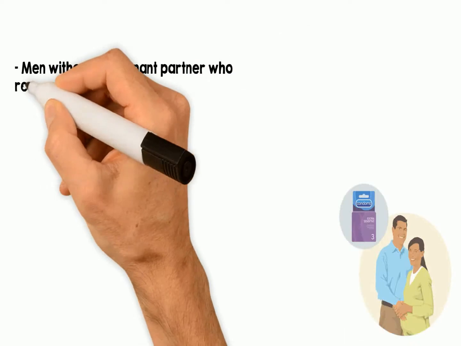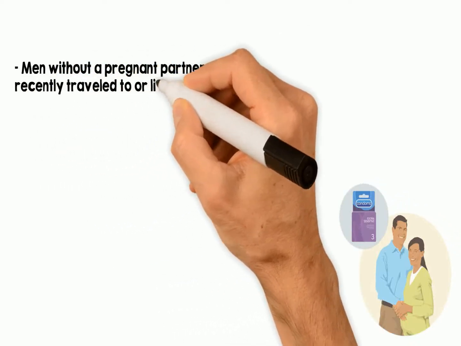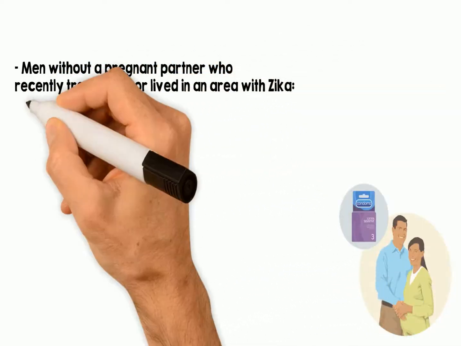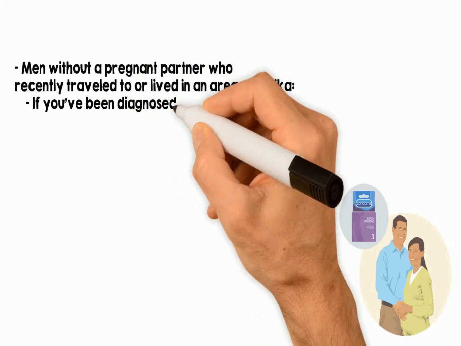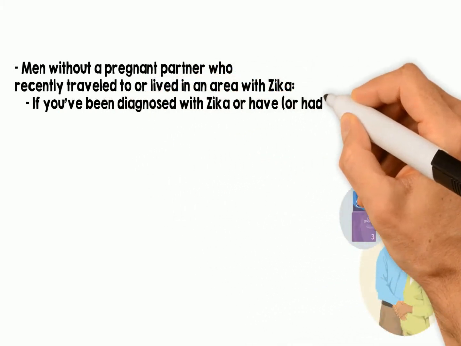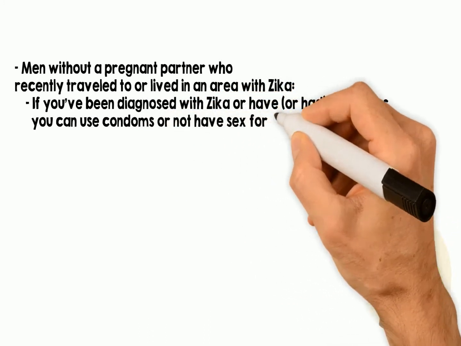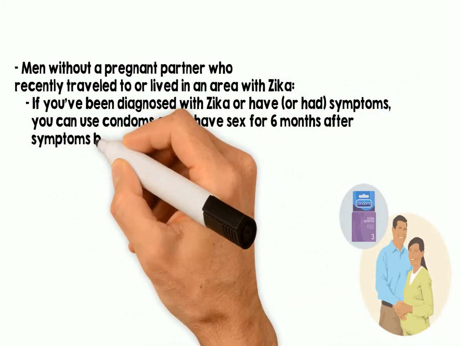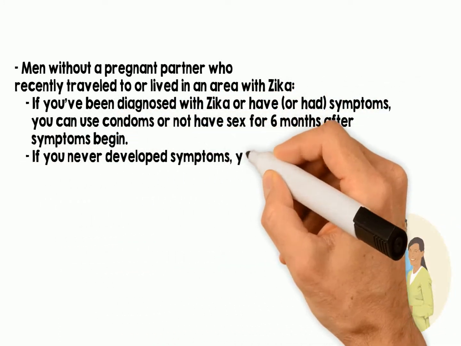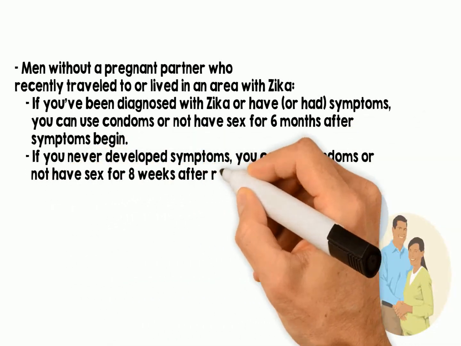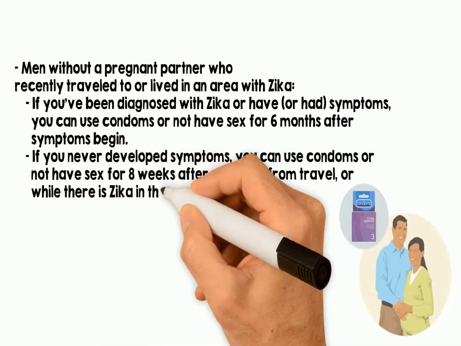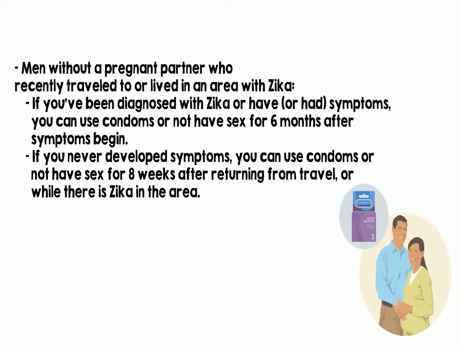Men without a pregnant partner who recently traveled to or lived in an area with Zika: if you've been diagnosed with Zika or have or had symptoms, you can use condoms or not have sex for 6 months after symptoms begin. If you never develop symptoms, you can use condoms or not have sex for 8 weeks after returning from travel, or while there is Zika in the area.